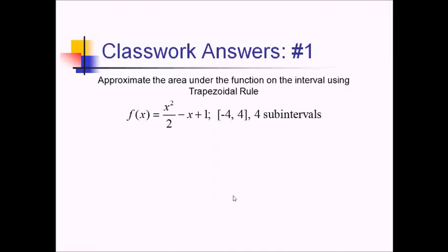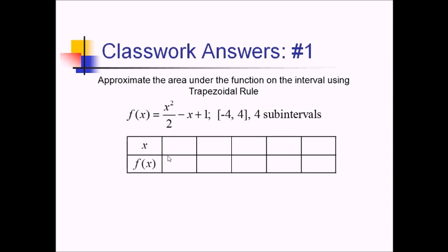For this problem, we want the trapezoidal approximation of the area under this curve. Since we're going from -4 to 4 with 4 subintervals, we'll start at -4 and we'll go by 2's. That'll give us -2, 0, 2, and 4 for the other x values. And now we need to get the y values that go with those.